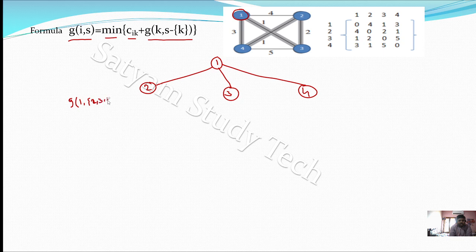Now, for example, the traveling salesperson problem starting at vertex 1. Here it goes to vertex 2, vertex 3, vertex 4. Now for 1 to 2, you can use this formula, g of 1 comma, where 1 is considered and the remaining set S is the nodes 2 comma 3 comma 4.